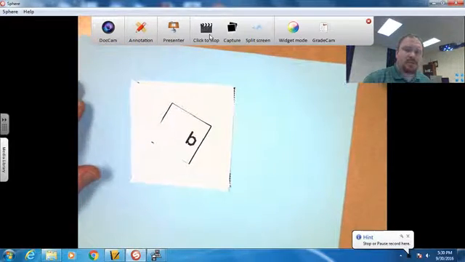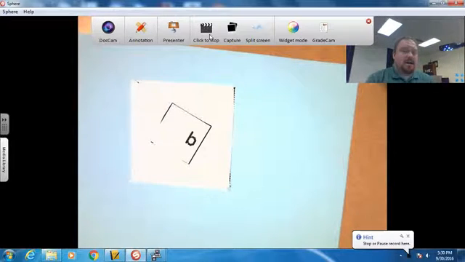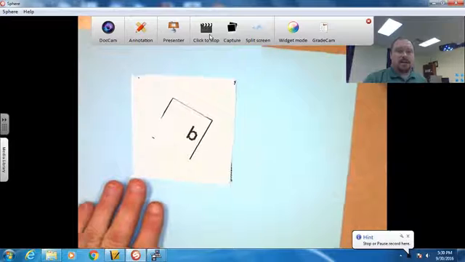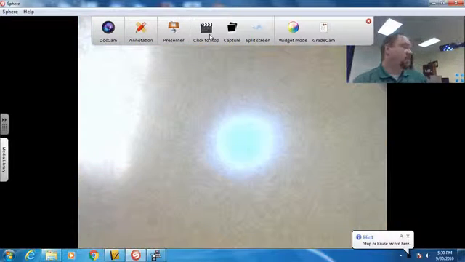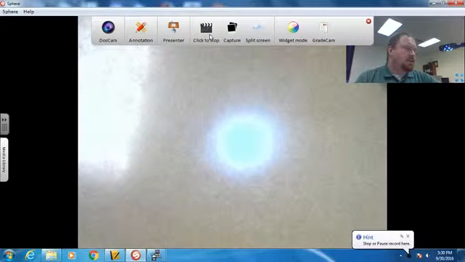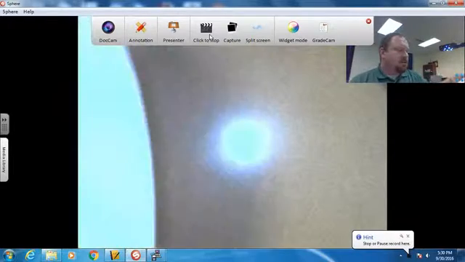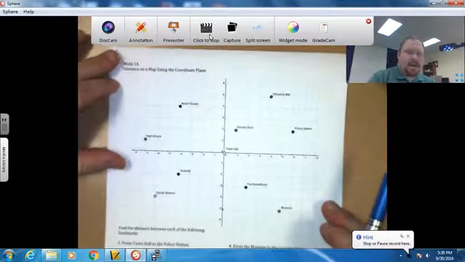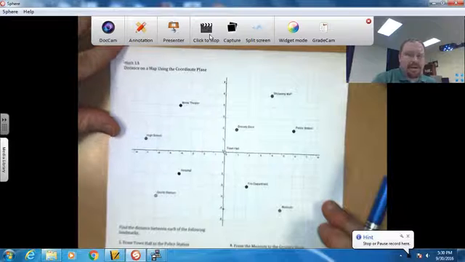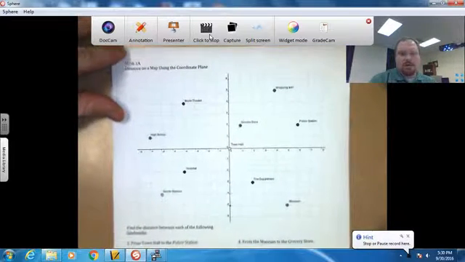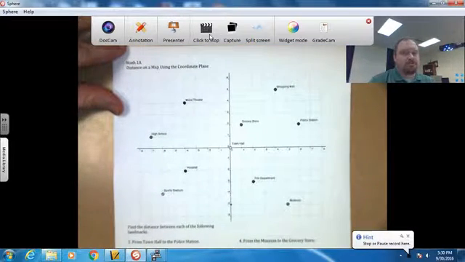So that's where it comes from. We've just demonstrated the Pythagorean theorem using areas. So it's not just something that somebody made up. An old ancient Greek guy and his friends actually found that formula. All right, so what I want you to do is turn to the page in your packet that looks like this. It says distance on a map using the coordinate plane. So we're going to keep this really simple here.